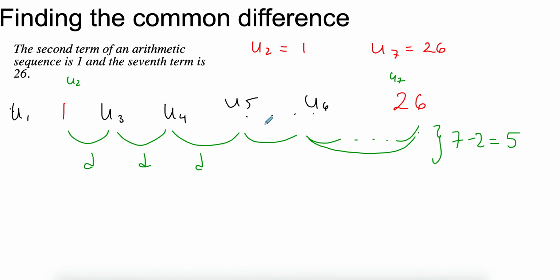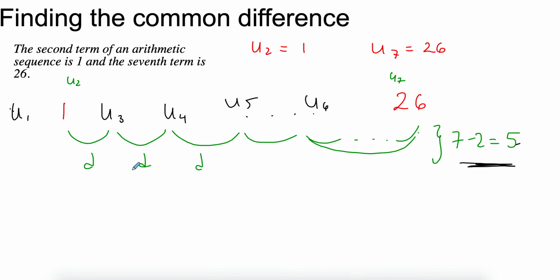The reason I've put a dot here initially is just to show you this method. Because just in case it's a really big sequence, say I have U50, it won't make sense for you to lay them all out. So to know how many times you've added this common difference, you just take the highest term you have minus the lowest term. So 7th position minus 2nd position, and you get 5, which means you've added the common difference 5 times.